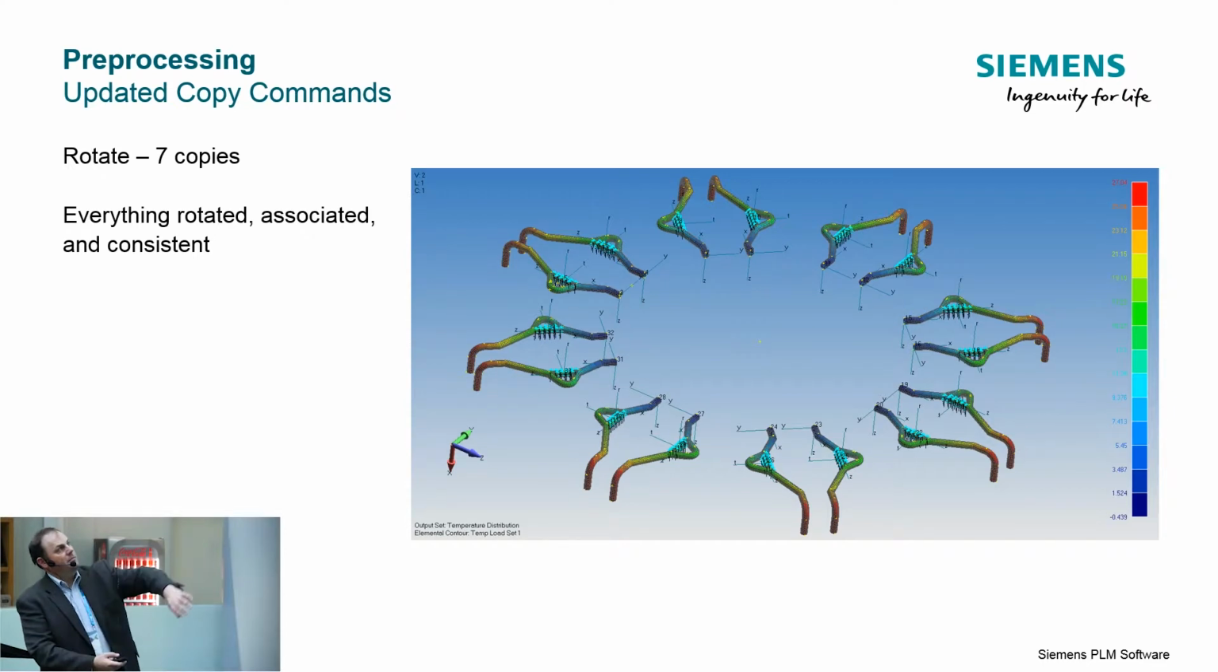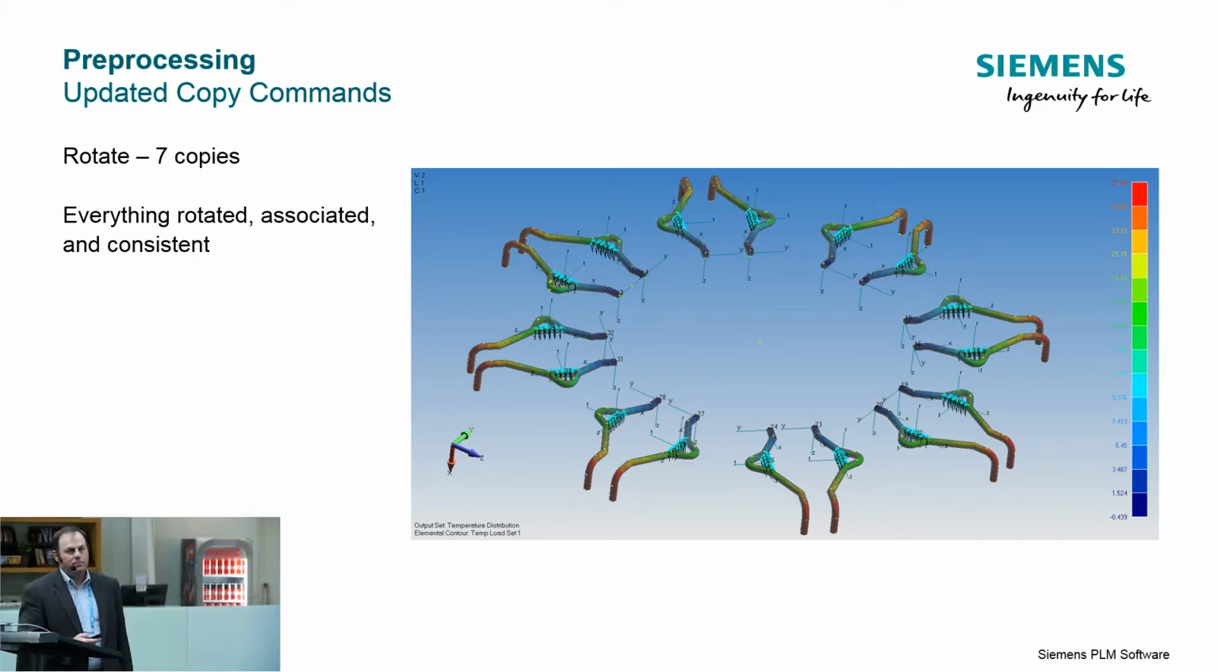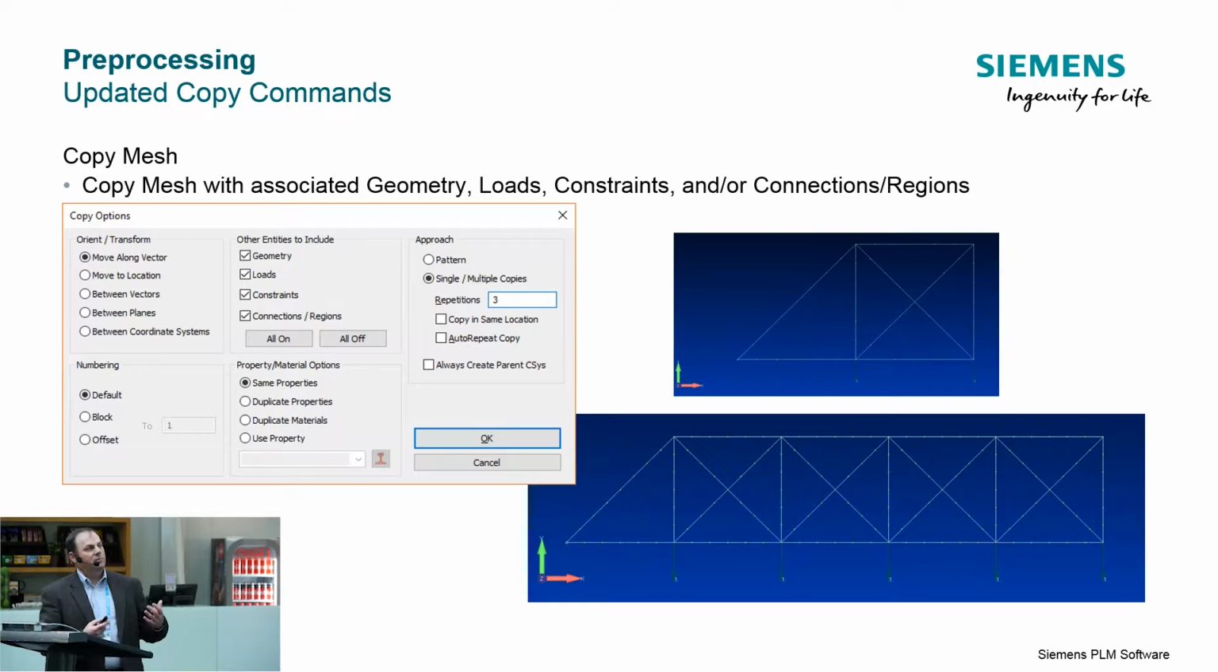And so then you can imagine we take those reflected bodies and we rotate them around, and all the coordinate systems and everything are already created for you automatically. Very similar to the geometry commands we just talked about.